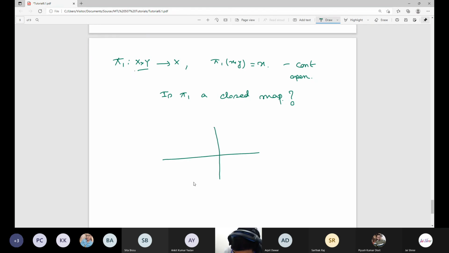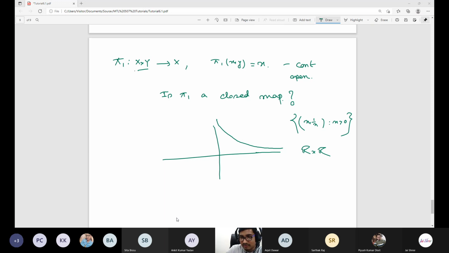Suppose you have R cross R, and suppose you have this set: the set of (x, 1/x) such that x is greater than 0. Tell me what is its image and whether it is a closed set, or whether the map is closed. Sir, the image is the open interval (0, infinity). Then the set is not closed, so it is not a closed map.